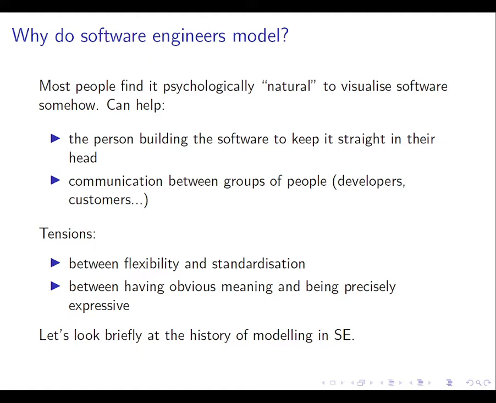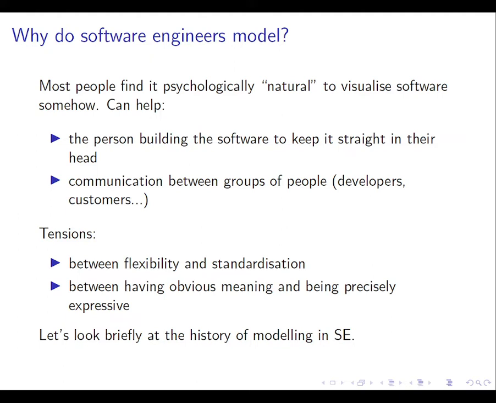And so what we're doing in modelling in a sort of organised, standardised way is to try to enhance the value of that activity by modelling in a way which is easier for people to learn, to understand, and to understand precisely. So visualising software, or enough of the information about the software, can help the person building the software to keep it straight in their head and to therefore make decisions and check that their decisions are appropriate and record what they are in a reasonable way.